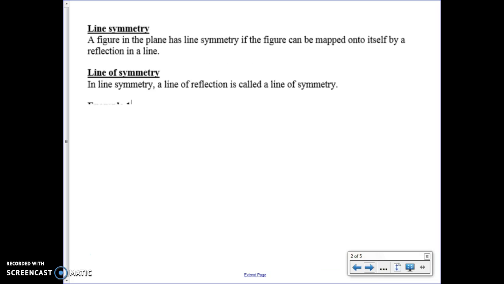A couple things you need to know about line symmetry: a figure in the plane has line symmetry if the figure can be mapped onto itself by a reflection in a line. What that means is pretty much if you fold something in half and it looks the same on both sides, then it has line symmetry. The line of symmetry is what that line is called.